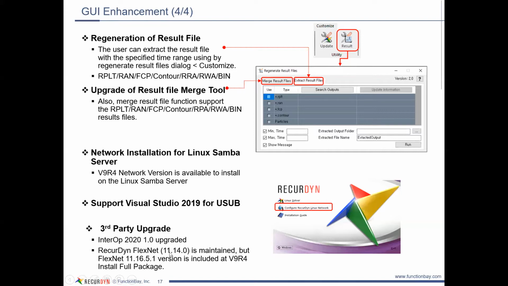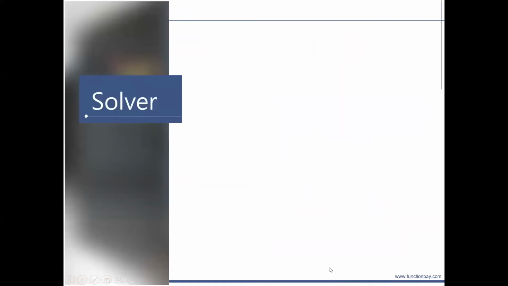So basically, version 11.14 is still maintained, but you have the choice. You can actually pick it when you're doing the install of the license server. You pick which FlexNet version you want to work with. So you can use the later 11.16.5.1. So you can choose which version of FlexNet you would like to use, and maybe your IT people have certain preferences. Okay, that's the GUI things.